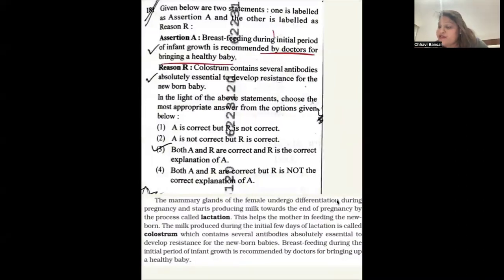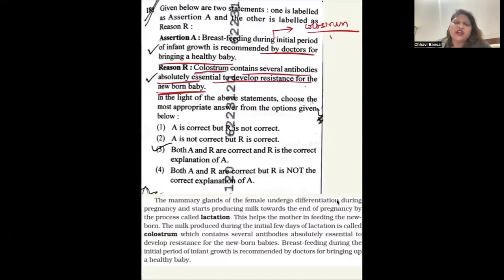True. The milk produced in the initial few days is called colostrum, and colostrum contains many things that are required for the kid. For development of the kid's immune system, it has many antibodies present in it. So colostrum contains several antibodies absolutely essential for the development of resistance in the newborn baby. So according to me, the assertion and reason both are correct, and the reason is the correct reason for the assertion.